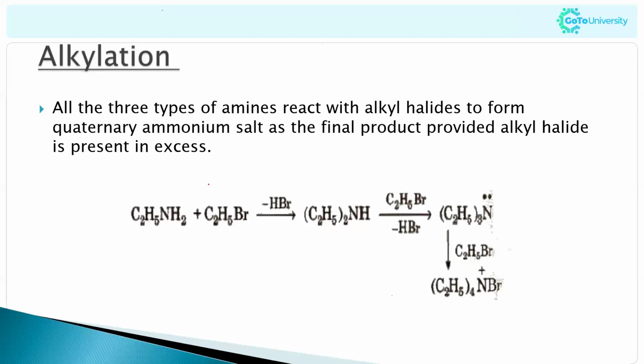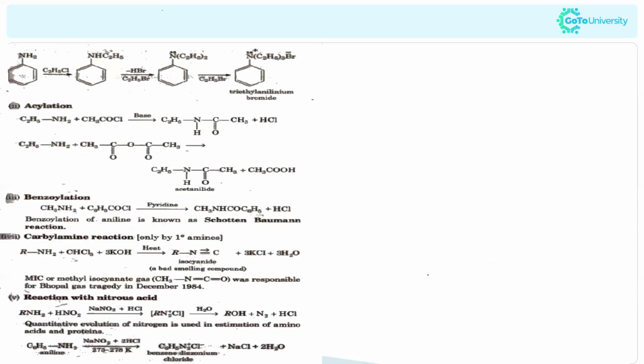Now we have the alkylation reactions, right? So when amines react with alkyl halides, they produce quaternary ammonium salt as the final product, provided alkyl halide is present in excess. So all these reactions you have to remember.